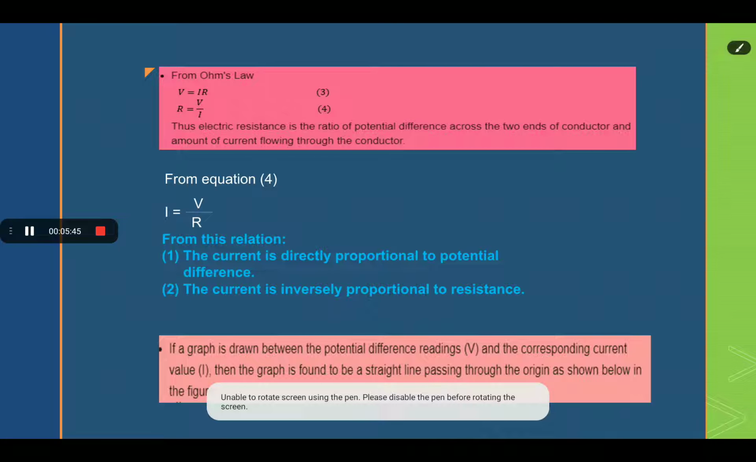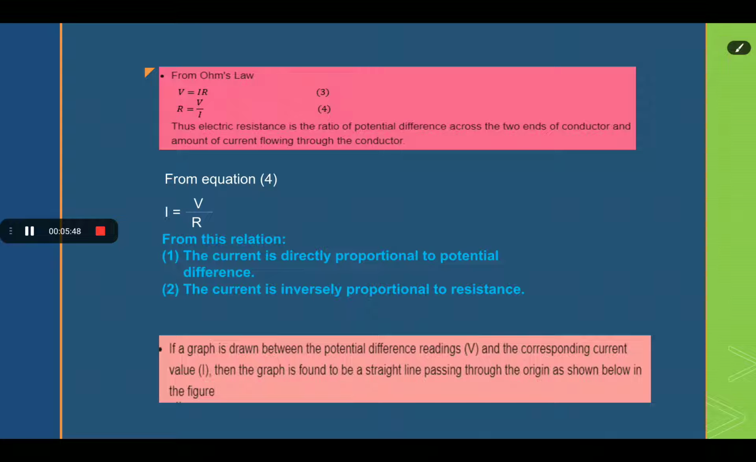Now, in the next slide, from Ohm's law, V is equal to IR, and if we solve the expression for the resistance R, it becomes resistance is equal to potential difference divided by current. This means electrical resistance is simply the ratio of the potential difference across the two ends of the conductor to the amount of current flowing through the conductor. So, this is the electrical resistance.